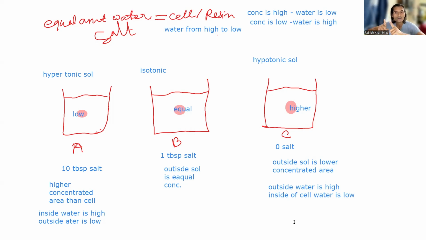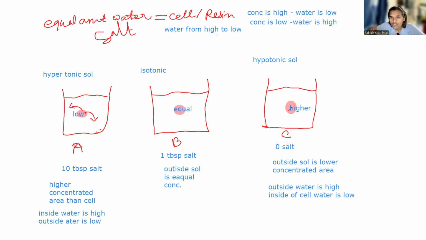Water will move from higher concentration to lower concentration, or the water will move from high water to low water. Just simply compare where the water is high and where the water is low. See, downside I have written: inside water is high and water outside is low. So water from where it is high has to come where it is low. So water is coming out of the cell.